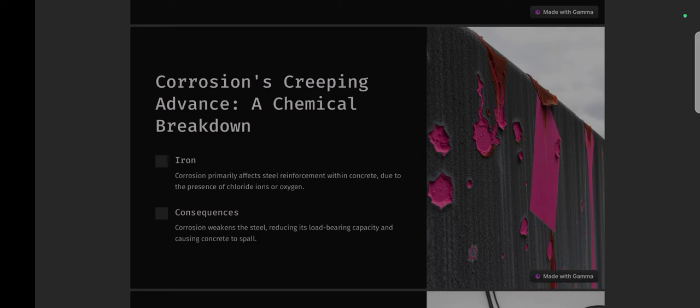Alkali silica reaction occurs when alkali hydroxides in the cement react with reactive silica in certain aggregates like gravel or sand in the presence of water. This chemical reaction produces a gel like substance that swells when it absorbs water. The swelling of the gel puts internal pressure on the concrete, causing cracking and surface deterioration.